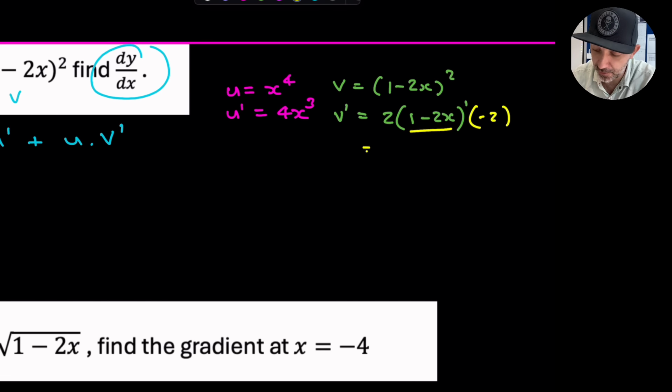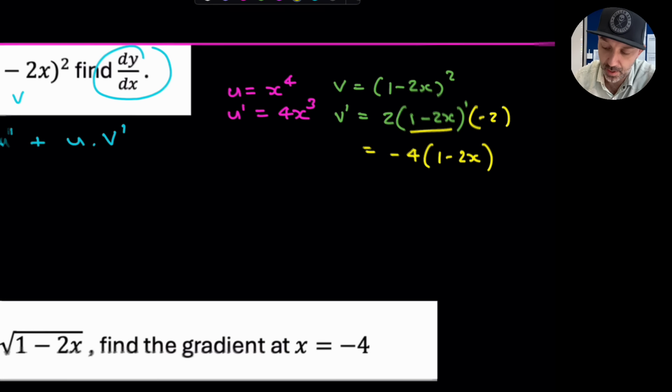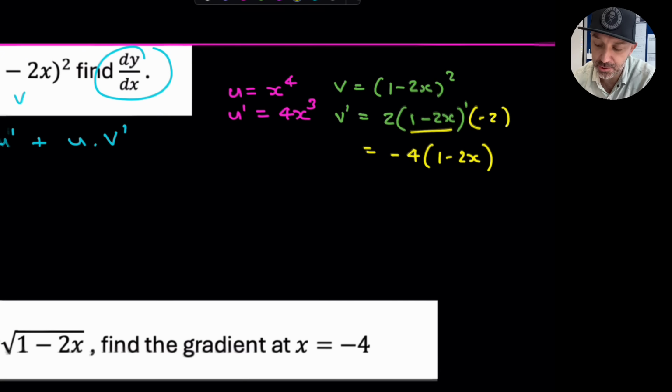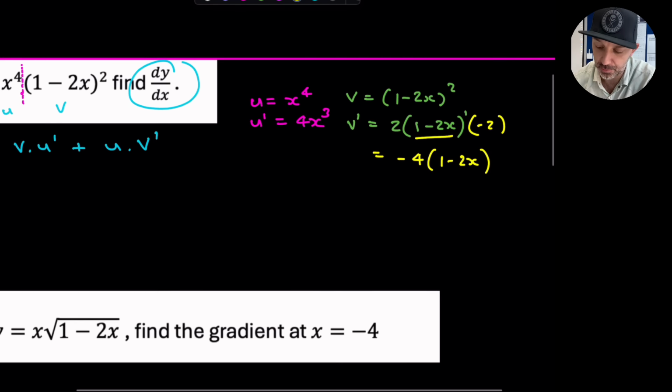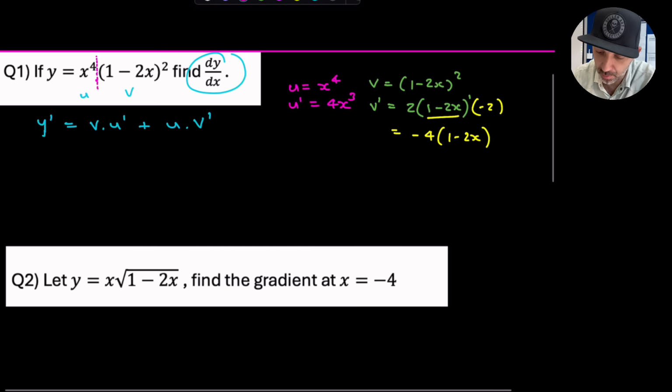So let's just simplify that up. That would be 2 times minus 2, so minus 4, then we have the bracket (1 minus 2x). Okay, so this is the derivative of v, and we have actually used chain rule to do that. So we have to do that before we even start the product rule. So off we go now.